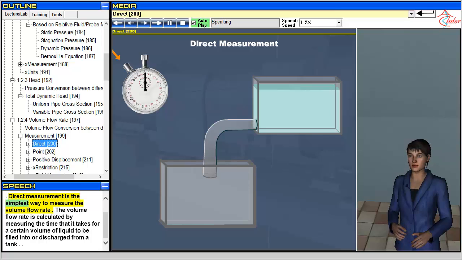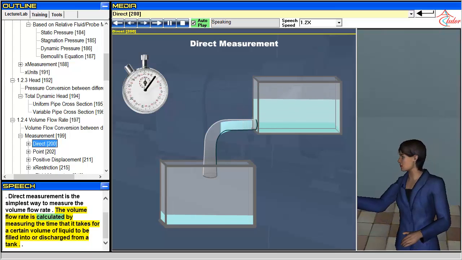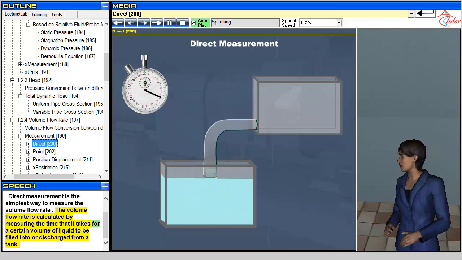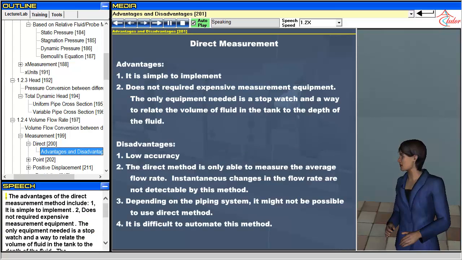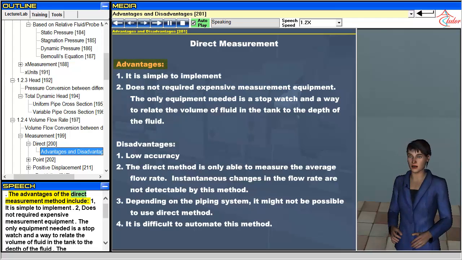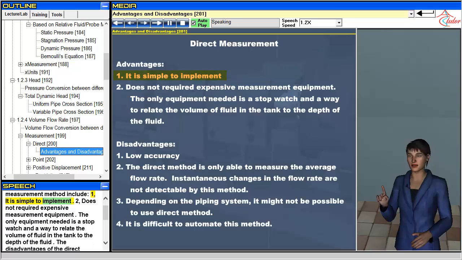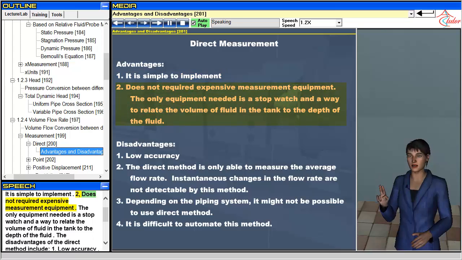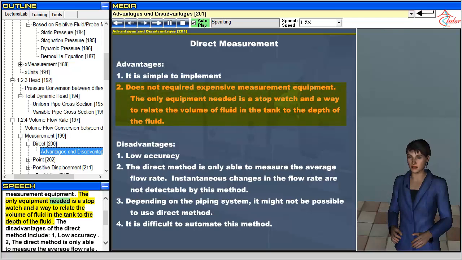Direct measurement is the simplest way to measure the volume flow rate. The volume flow rate is calculated by measuring the time that it takes for a certain volume of liquid to be filled into or discharged from a tank. The advantages of the direct measurement method include: 1. It is simple to implement. 2. Does not require expensive measurement equipment. The only equipment needed is a stopwatch and a way to relate the volume of fluid in the tank to the depth of the fluid.